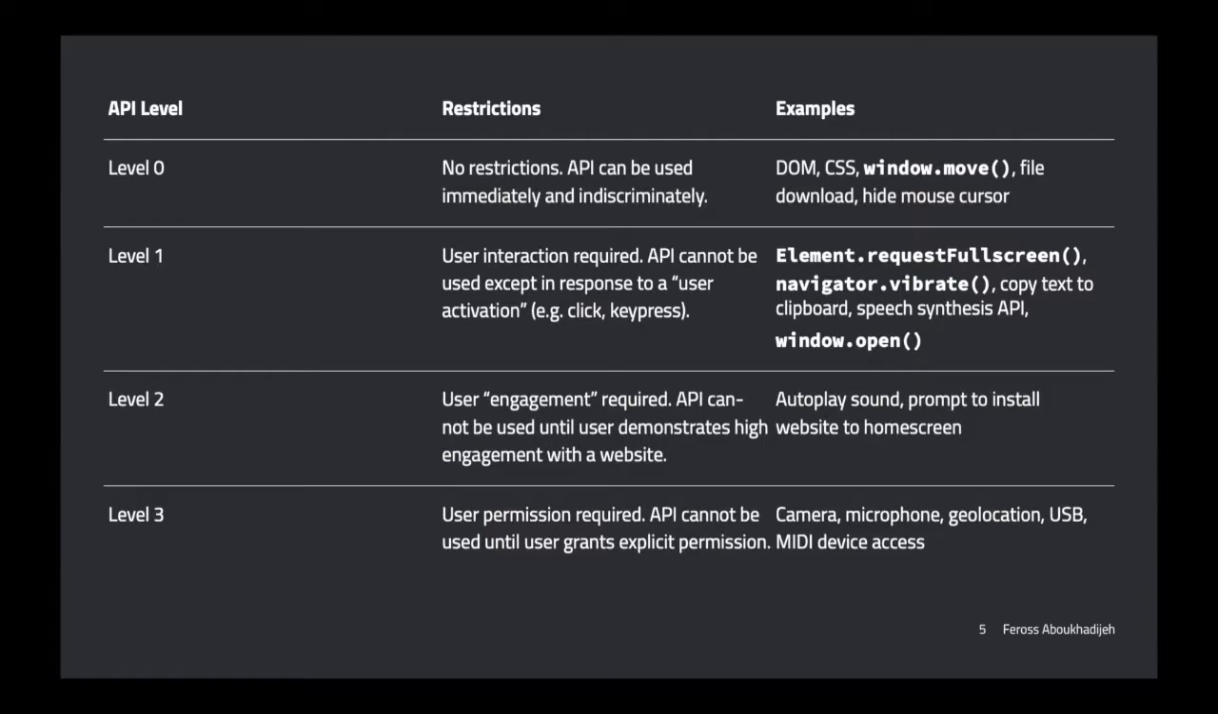And then, let's skip level 2 for a second. Level 3 is the type of API you might be more familiar with. These are ones where the site is trying to do something very invasive, and so it's going to trigger a permission prompt. Like the site wants to use your location or your camera or your microphone.